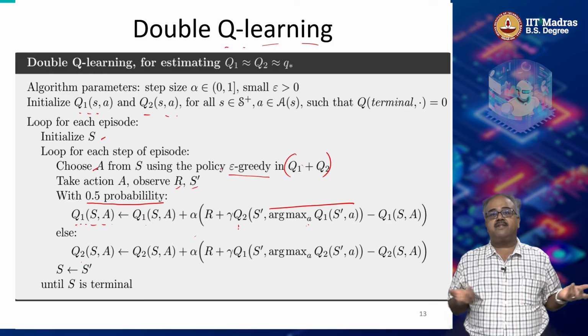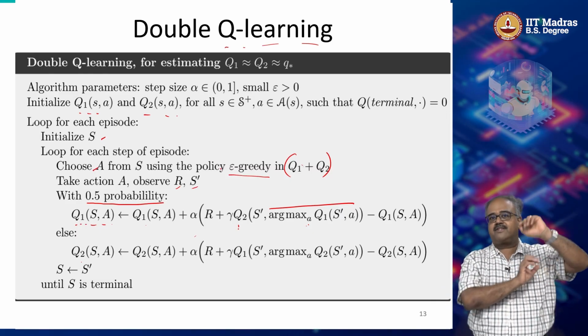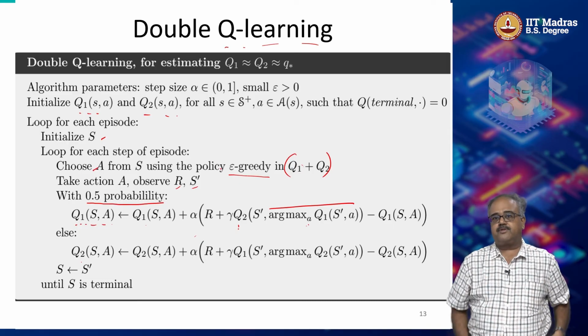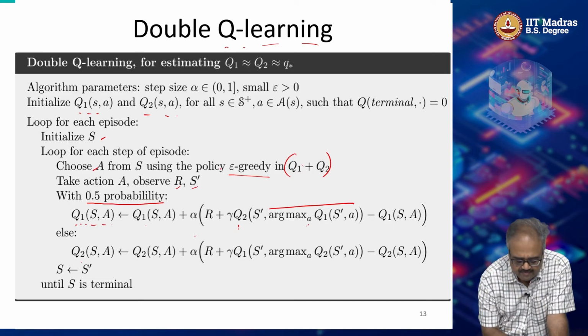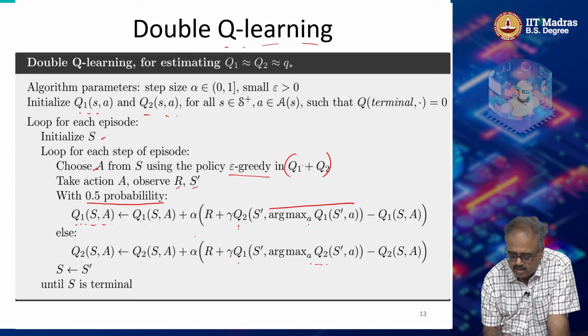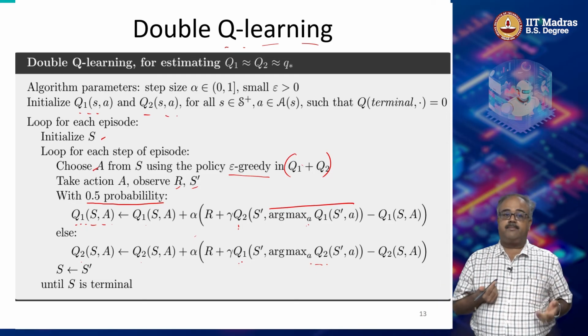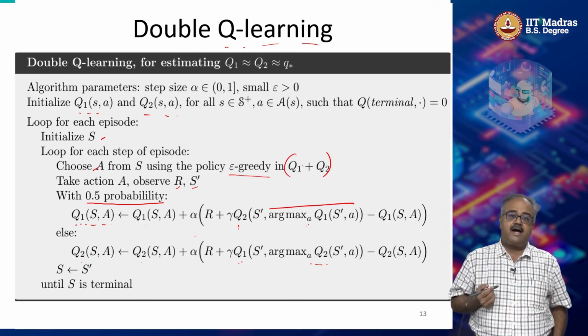So, the same sample is never used to update both Q1 and Q2, right, that is what I was telling you. Half the samples you use for Q1, half the samples you use for Q2. Likewise, when I am updating Q2, I will find the max action according to Q2, but I will use the estimate of the value according to Q1 to do the update. You keep doing this until you terminate.